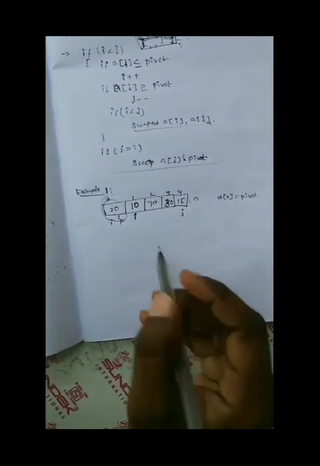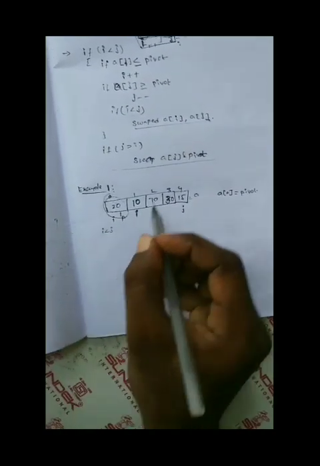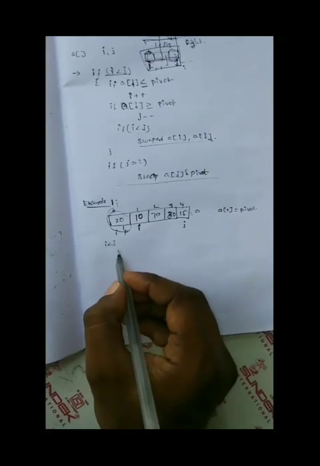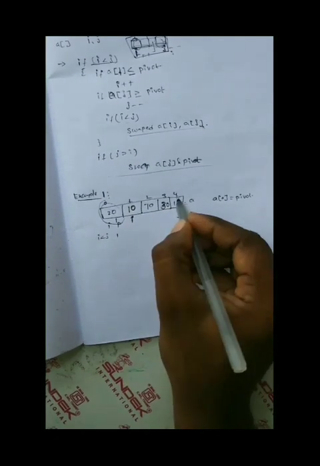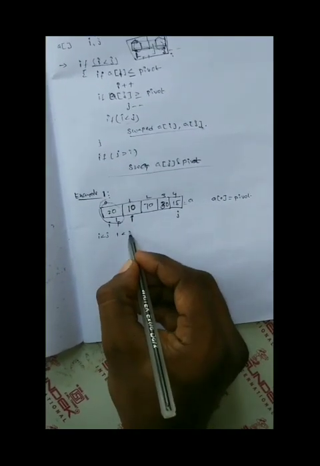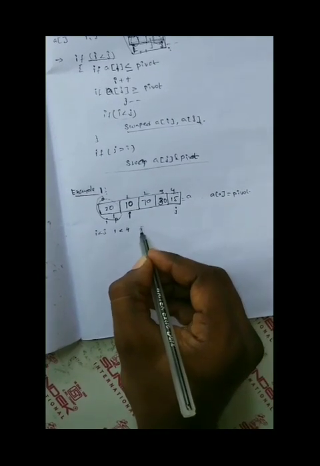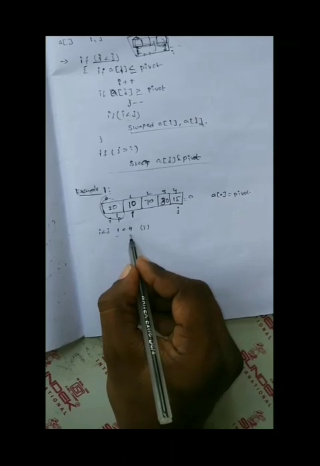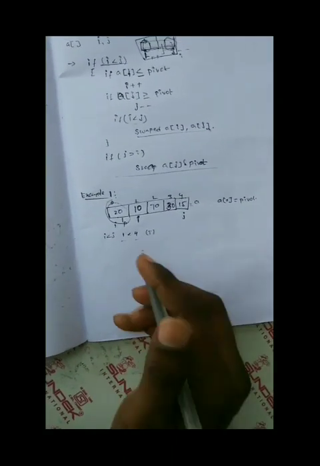Now check the condition I less than j. Initially we check that, and the I value is 1, index positions, and this condition is true. I is less than j.